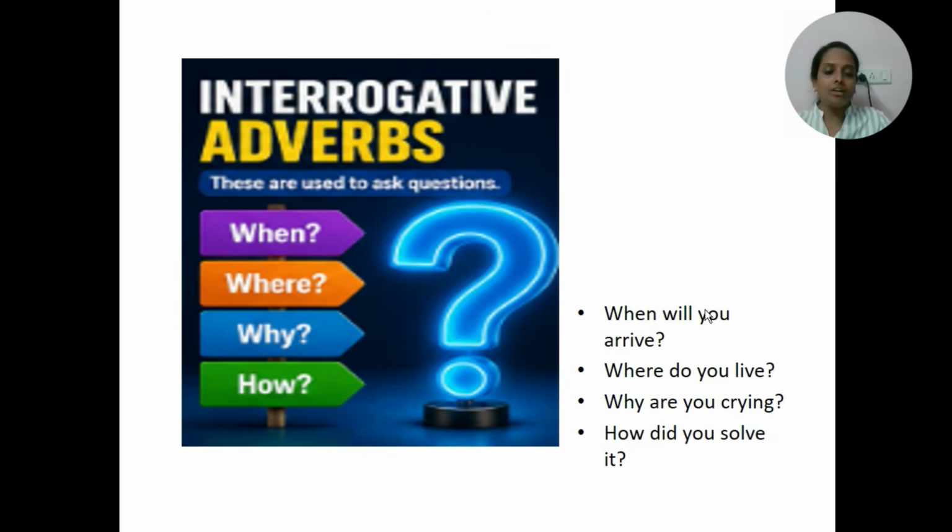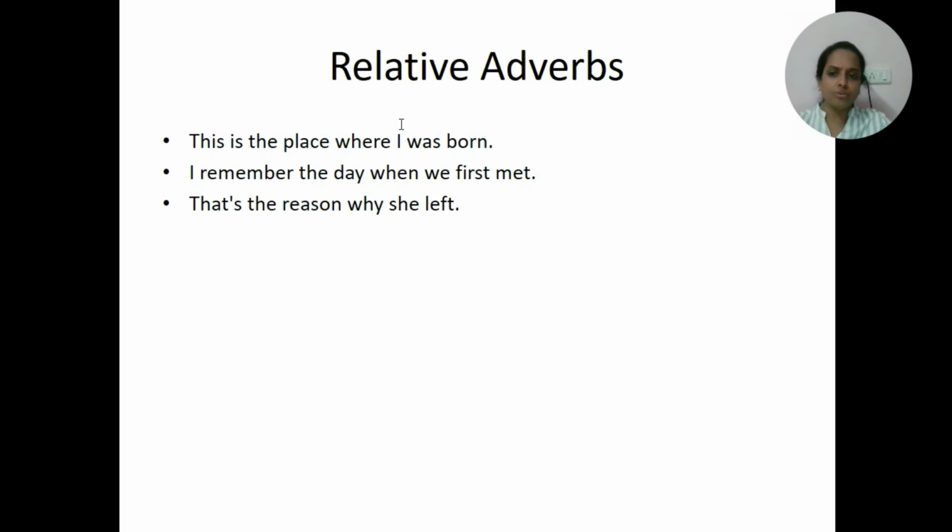Got it? And there are something called relative adverbs too. So these connect clauses while giving information about time, place, or reason. Example, this is the place where I was born. So here the word where connects the clauses and refers to the place. Similarly, I remember the day when we first met. So the word when connects the clauses and refers to the day. That's the reason why she left. So why connects the clauses and explains the reason.